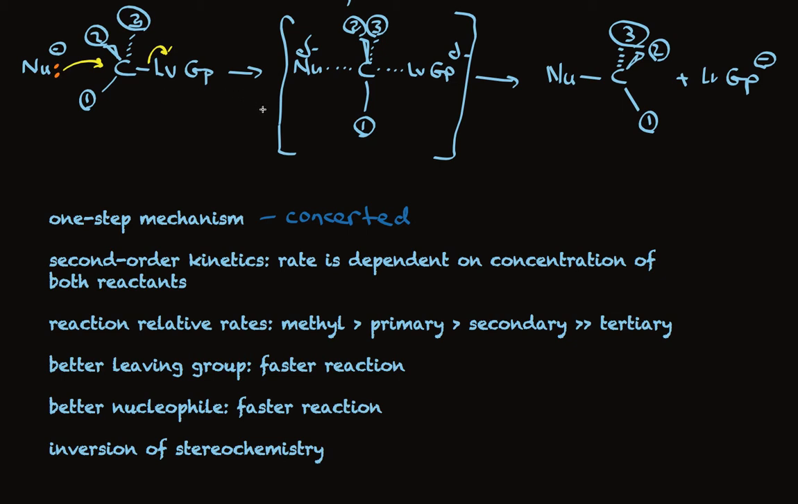The reaction relative rates are also fairly easy to understand. When we have a methyl group that this leaving group is attached to, we have 3 hydrogens here. Those hydrogens offer no steric barrier for the nucleophile to approach that carbon from the backside. As we add substituents, going from methyl to primary, there's 1 alkyl group. Secondary, there's 2 alkyl groups. Tertiary, there's 3 alkyl groups.